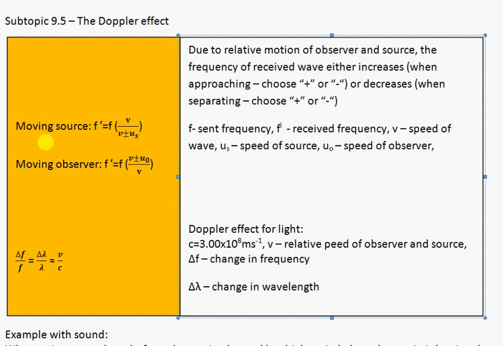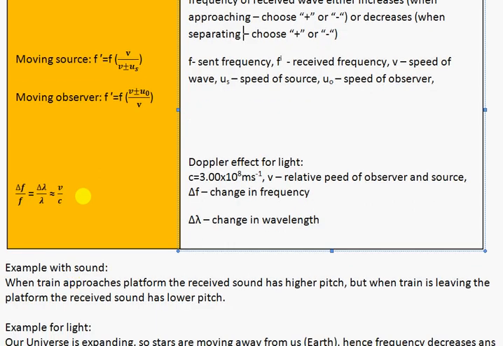So here we have two formulas, one formula for moving source, another for moving observer. For moving source, frequency increases if we have minus, decreases if we have plus. For moving observer, frequency increases when we have plus and decreases when we have minus. For light, which is also a wave but moves at the speed of light, we have the following formulas, where v is relative speed of observer and source.